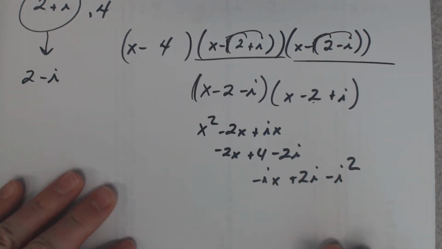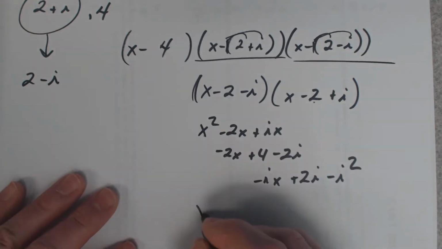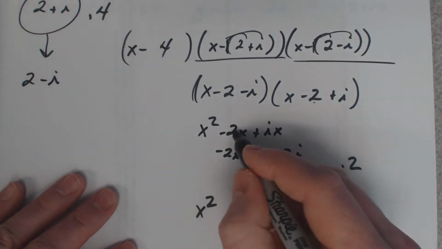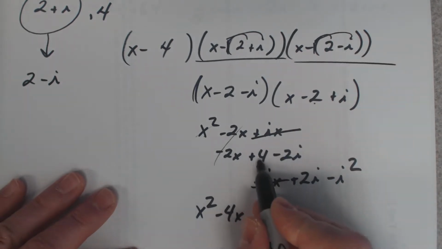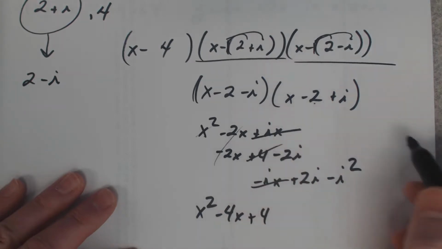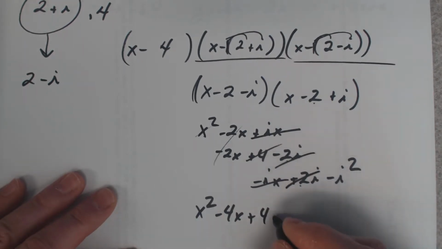Now you clean it up a bit. Let's see, x squared minus 4x. So I've used that, and I use those two. Here's an ix and a negative ix. They cancel. You've got a positive 4. Use that. Negative 2i, positive 2i cancel. And then you're left with a negative i squared.